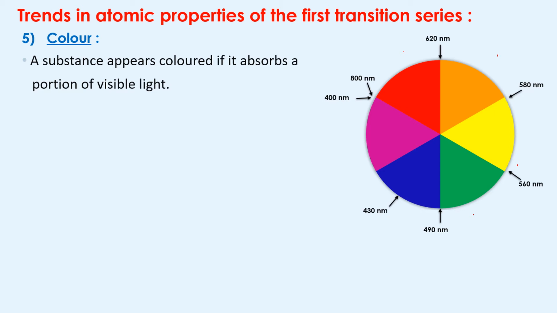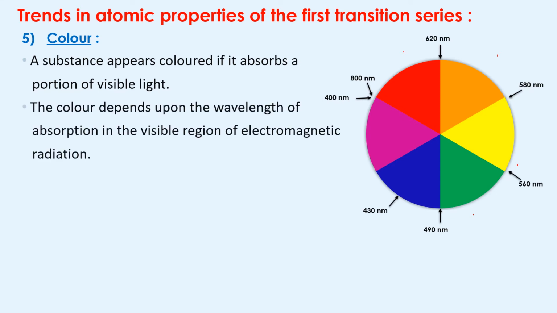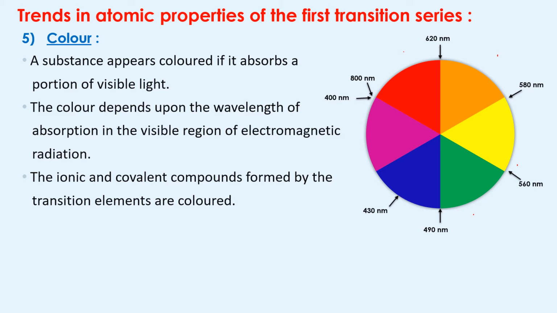Color basically depends on what? Color depends upon the wavelength of absorption in the visible region of electromagnetic radiation. So when you see any color in a substance, it is due to absorption of light in the visible region, and the color totally depends upon the wavelength of absorption in the visible region. Now, as you know, transition elements form ionic and covalent compounds, and that's why the ionic and covalent compounds formed by transition elements are colored in nature.